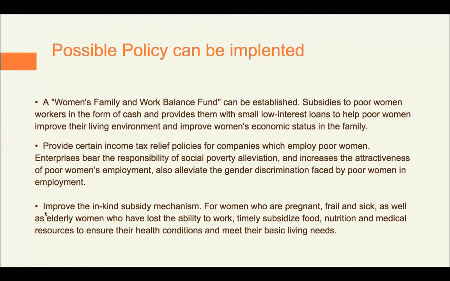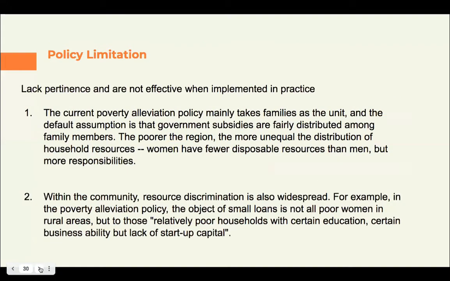Then improve the in-kind subsidy mechanism, such as for women who are pregnant, frail, and sick, as well as elderly women who have lost the ability to work. Provide timely care subsidies of food, nutrition, and medical resources to ensure their health conditions and meet their basic living needs.